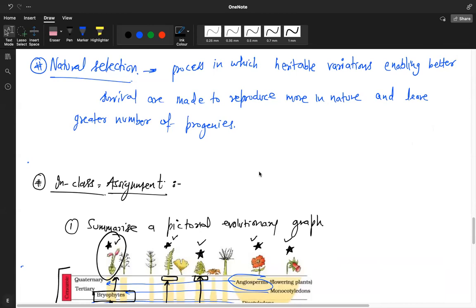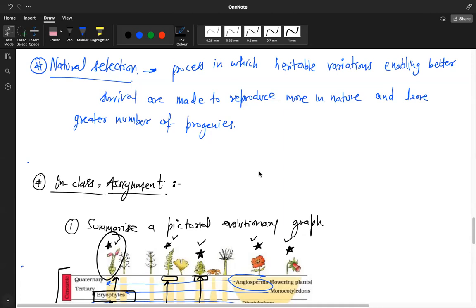Natural selection is a process in which heritable variations, which enable better survival, are made to reproduce more in nature and leave a greater number of progenies. What we've understood from the microbial experiments is that if any particular variation is beneficial for the species, like in the case of antibiotic resistance, it will be selected by nature over several generations, and it will be inherited by the progenies. That individual will have a greater number of progenies, because it will be able to make more advantage of the natural resources.